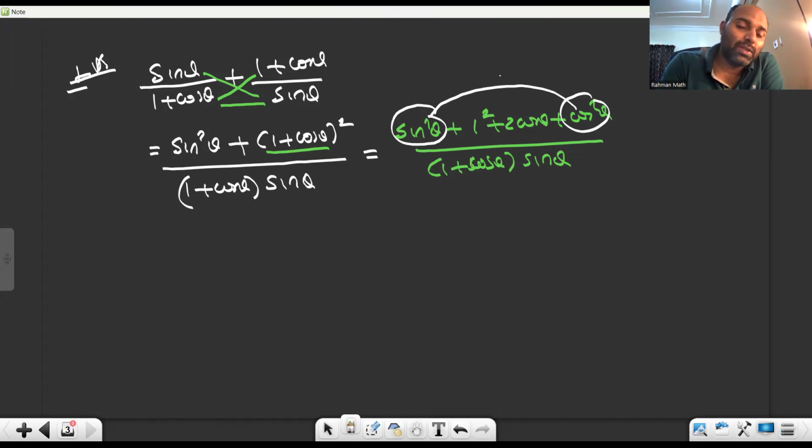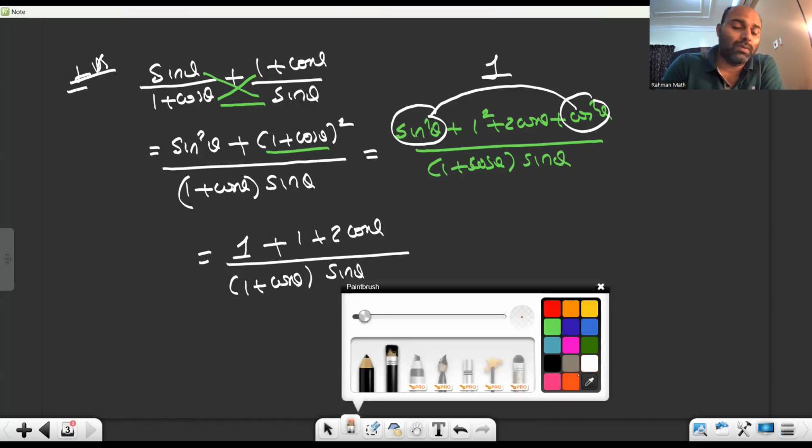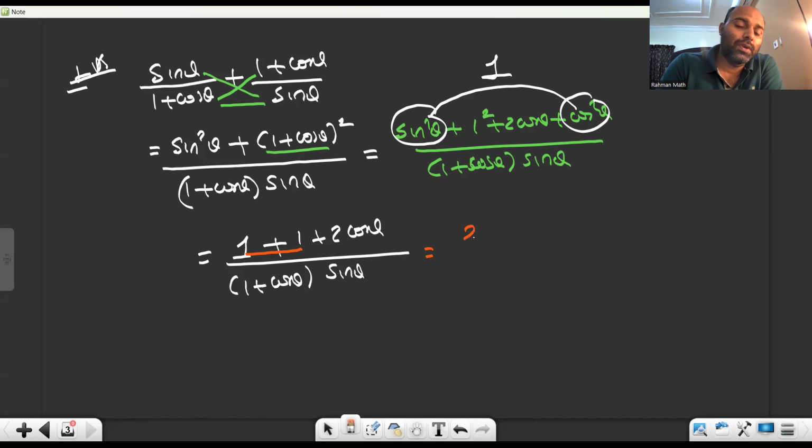Now what do you get? Sin square theta plus cos square theta is 1. Now everyone focus on this topic. Sin square theta plus cos square theta, that is 1. Plus there is 1 square, 1, then 2 cos theta, over 1 plus cos theta into sin theta. Now your addition, don't make mistakes. 1 plus 1 is what? 2. So 2 plus 2 cos theta, over 1 plus cos theta into sin theta.